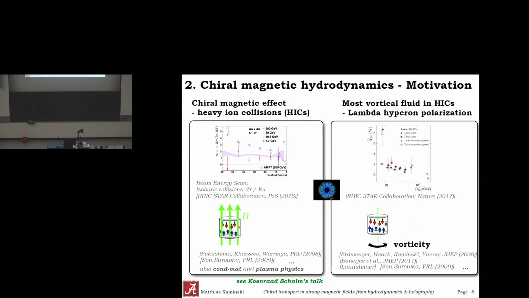Also, let me just mention this quickly. The vorticity also leads to a chiral charge separation. This is the chiral vortical effect, and this has become very interesting. And again, I know that you cannot read the data. The point is there is data, and it can be found here.